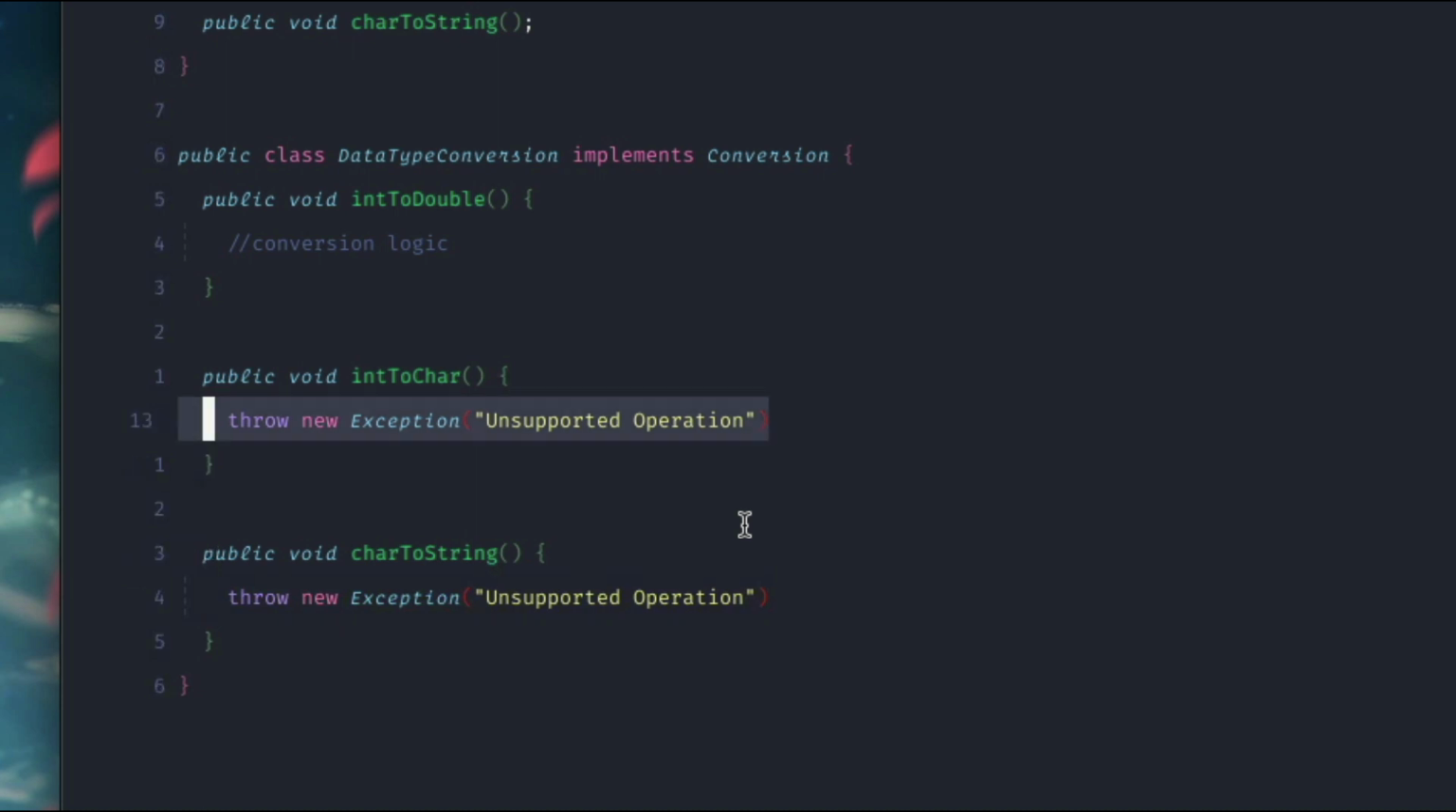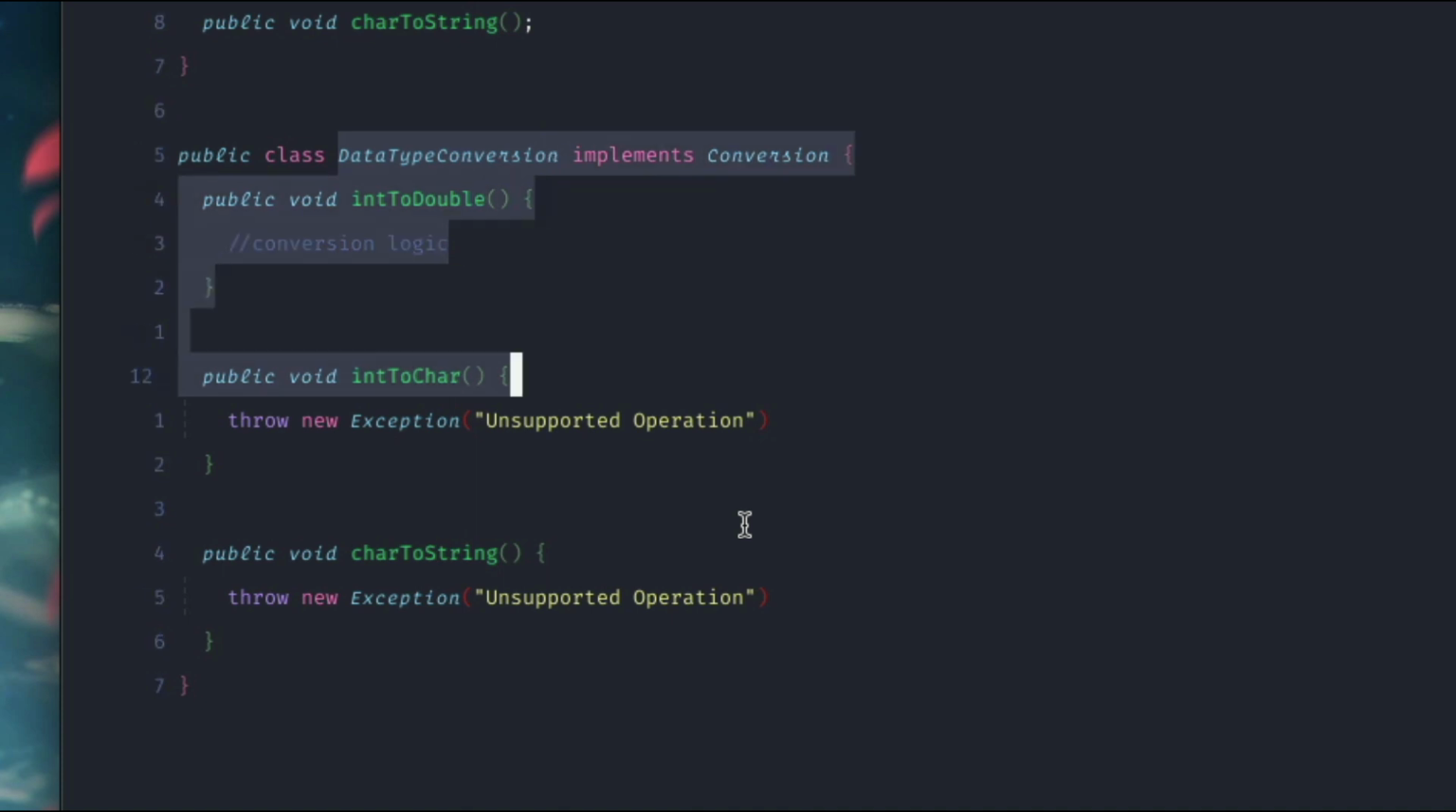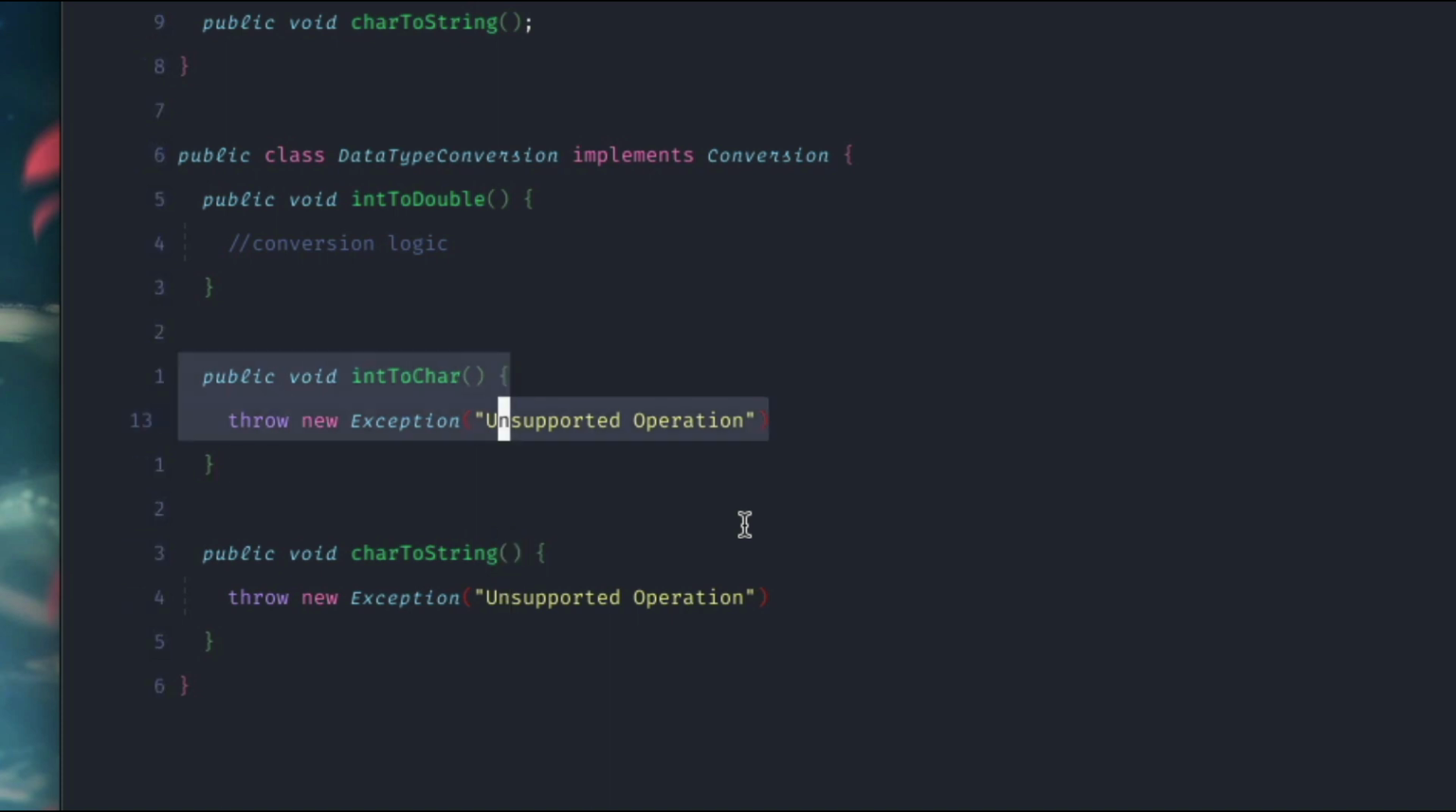So, unsupported operation on line number 13 and line number 17. Basically what we are trying to say is this data type conversion does not support the int to char conversion and char to string conversion. So the interface segregation principle simply states that if these methods are not supported, this interface is not at all required. We should not implement this conversion interface if it is not utilizing it completely.